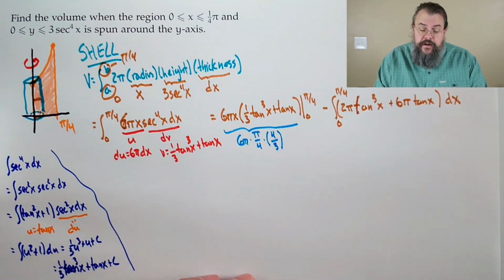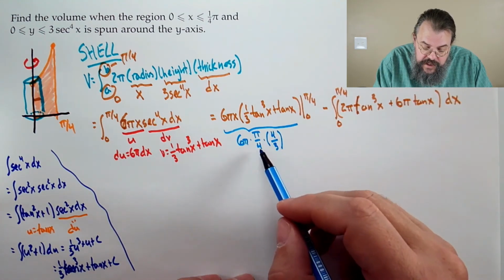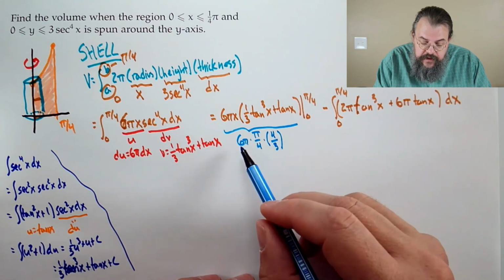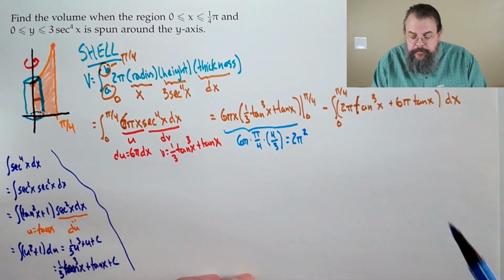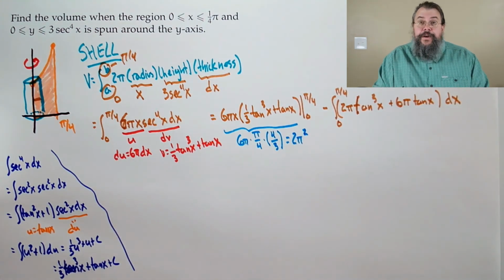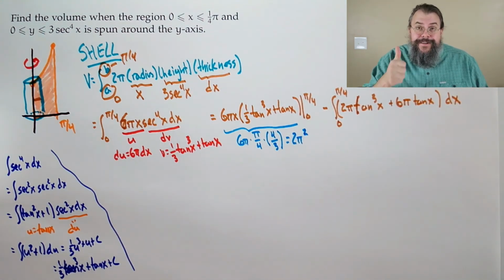And when we plug in 0, you get 0. And what do you see? The 4's cancel. 3 goes into 6, leaving you with 2 pi squared. All right, great. So 2 pi squared, life is good.